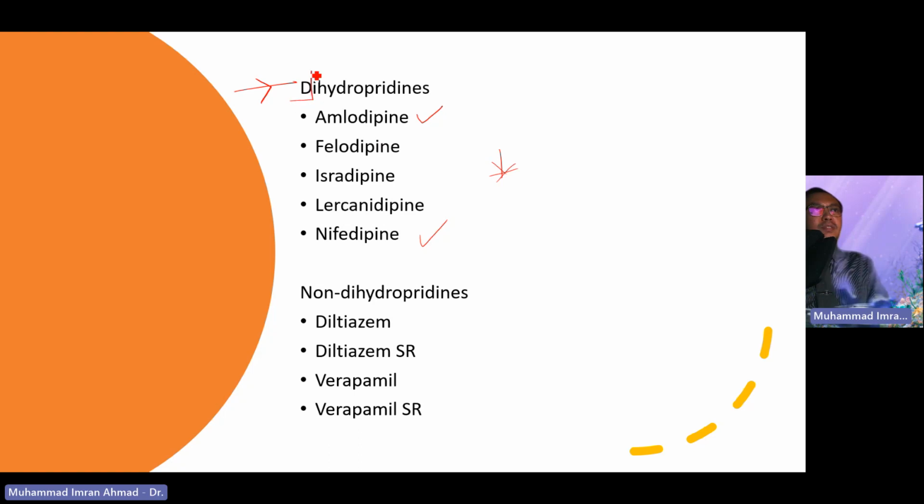Of course, you can remember: D comes before N. So you have to memorize the D first. D is important: nifedipine, amlodipine. These are very, very commonly used drugs by doctors. Generally speaking, the dihydropyridines are more important than the non-dihydropyridines. So the dihydropyridines you really have to memorize, nifedipine and amlodipine especially, and then only memorize the non-dihydropyridines, diltiazem and verapamil.